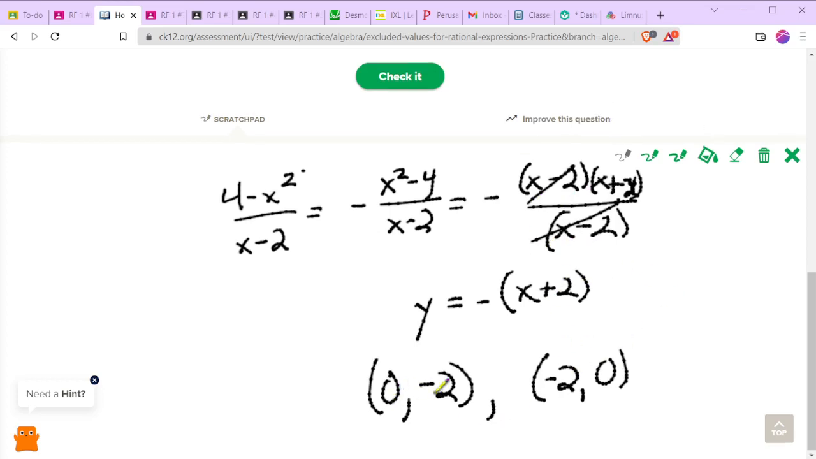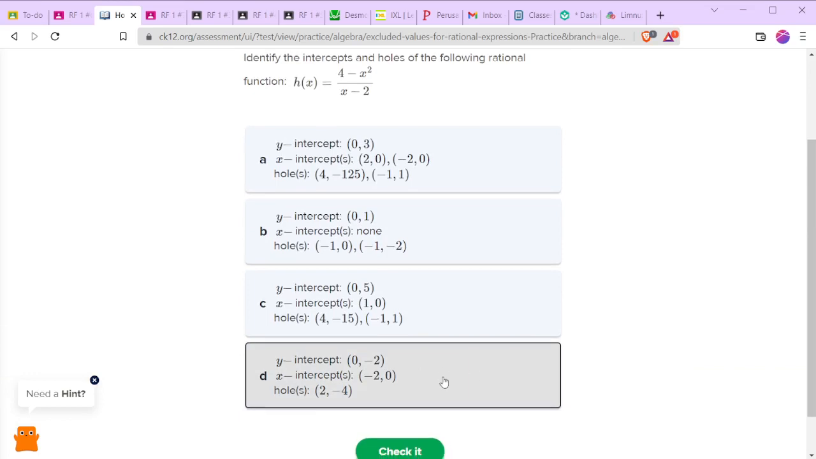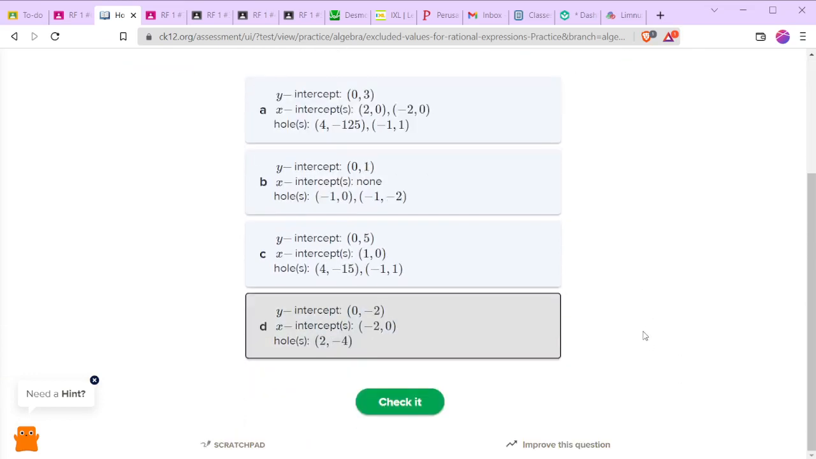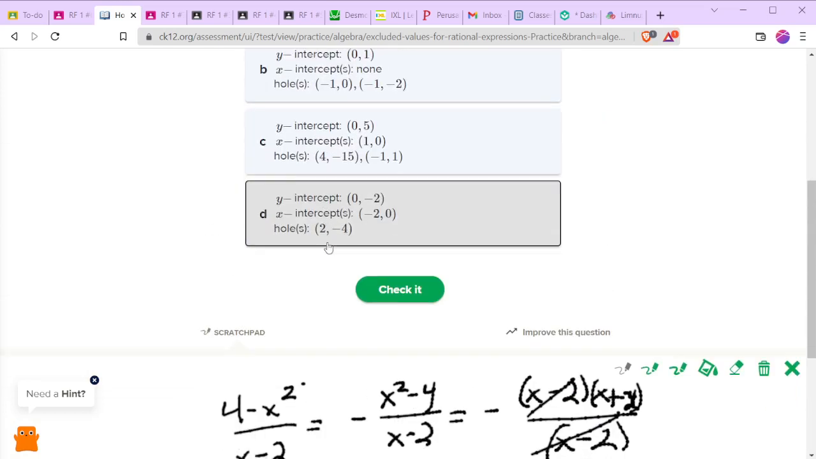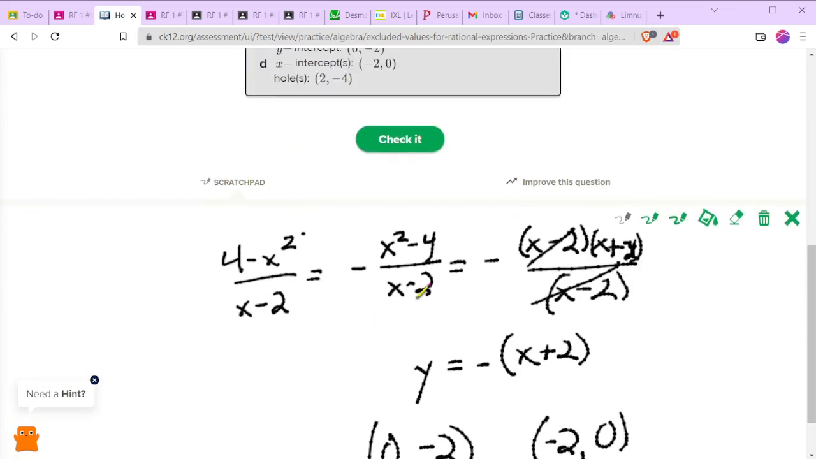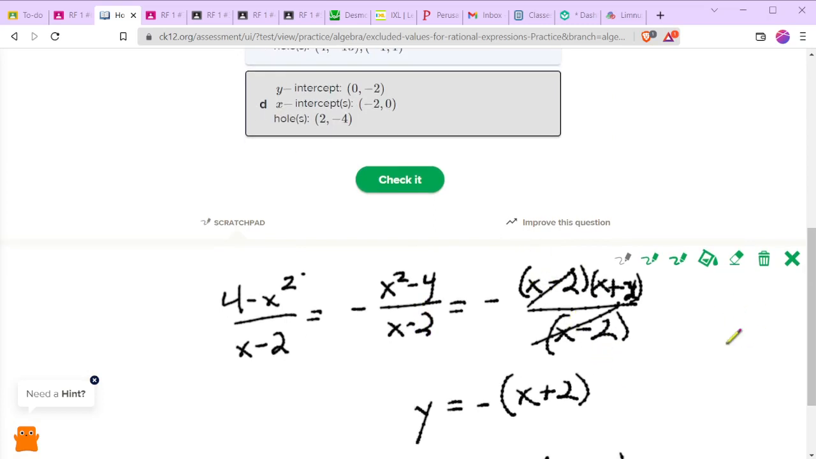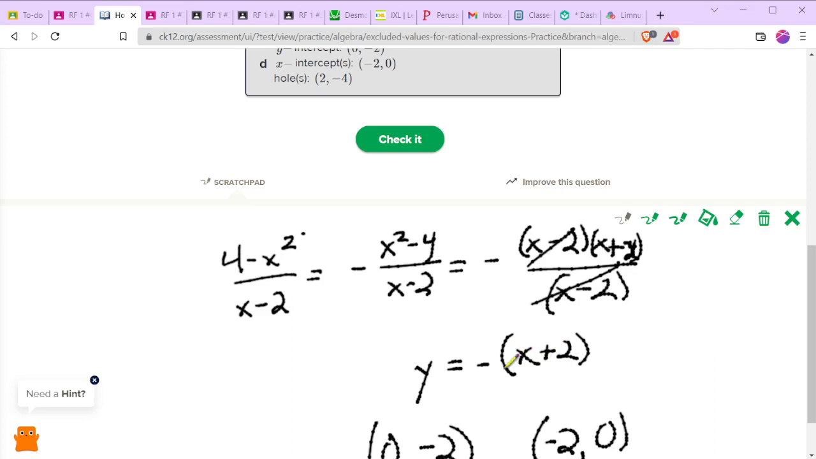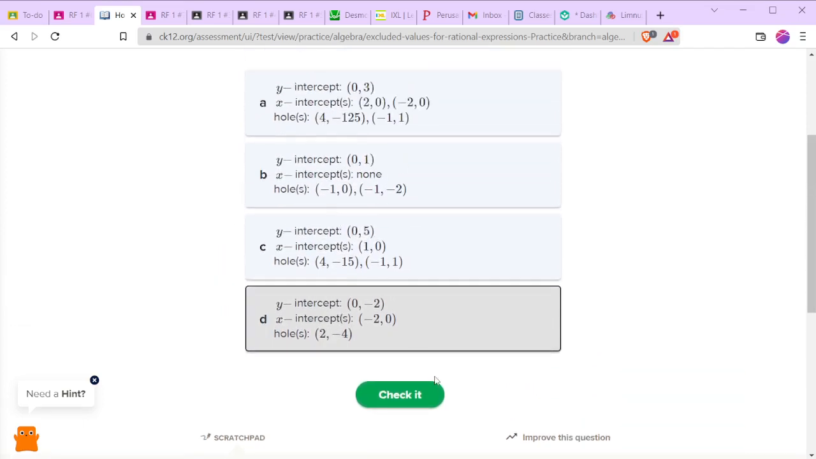So when x is 0, our y-intercept is 0, -2. There's only one of these that has that option. Our x-intercept is at -2, 0. And our hole is where this canceled. That's at x equals 2. And if we substitute 2 in here, 2 plus 2 is 4. We have a negative on the outside, so y is -4. So that's our hole with no asymptotes.